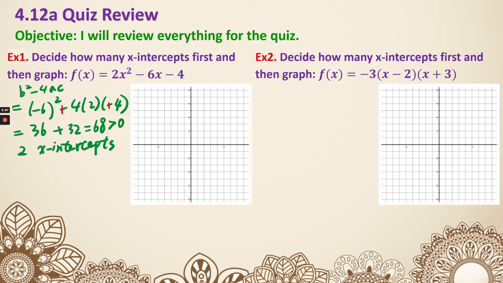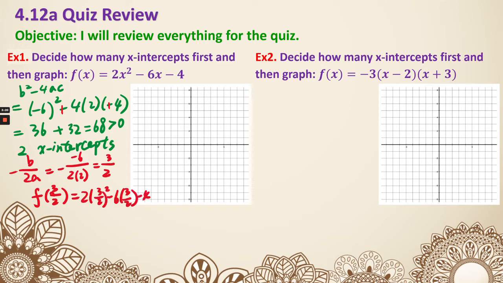Next, we are going to graph. Since it is in standard form, we're going to find the vertex first. Negative b over 2a, that's going to be negative negative 6 on the top over 2 times 2. That is going to give us 3 over 2. Then we're going to plug in 3 over 2, which is 2 times 3 halves squared minus 6 times 3 halves, and minus 4. After simplifying, that's going to be 9 over 2 minus 9 minus 4. This is 9 over 2 minus 13, which gives us negative 17 over 2. So my vertex is going to be 3 halves and negative 17 over 2.